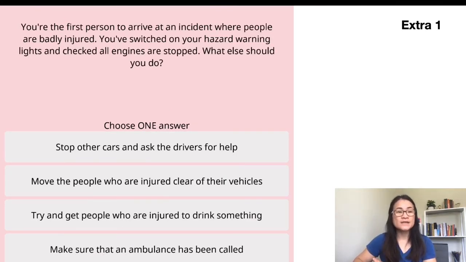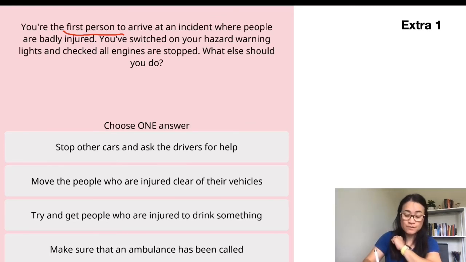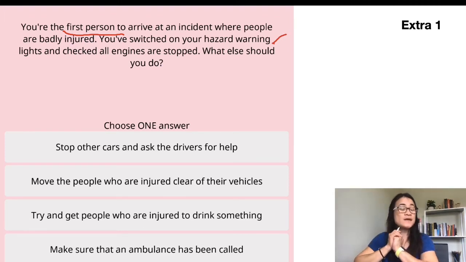The first extra one is, you are the first person to arrive at an incident where people are badly injured. You have switched on your hazard warning lights and checked all engines are stopped, which is good. This is what you have to do, warn other road users. What else should you do? The first one says stop other cars and ask the drivers for help. You don't need to risk yourself to stop other cars and ask the drivers for help.